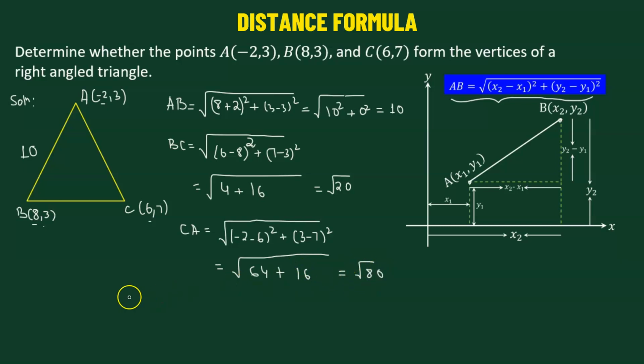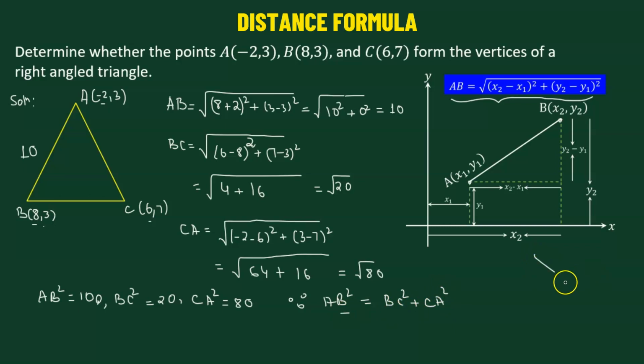Now clearly, let's do one thing. Let's square each of the lengths. So we have AB squared, that's 100. We have the length of BC squared, that's 20. And then we have CA squared, that's 80. Now we can see here that AB squared is simply equal to BC squared plus CA squared. So that means AB is actually the hypotenuse, and then we have the right angle, which is at C.